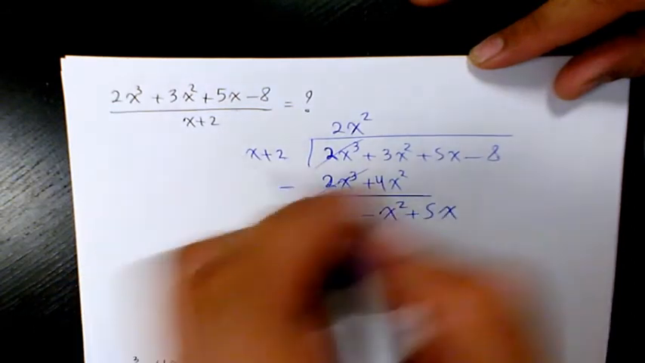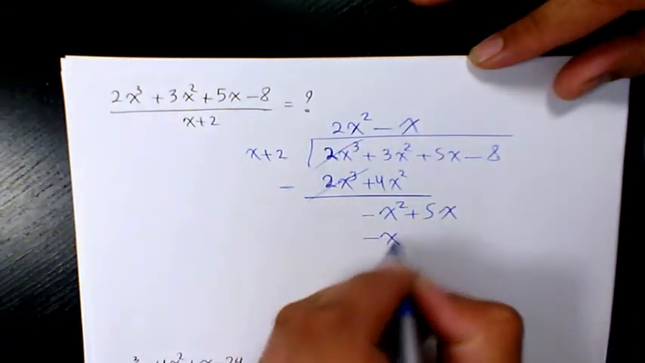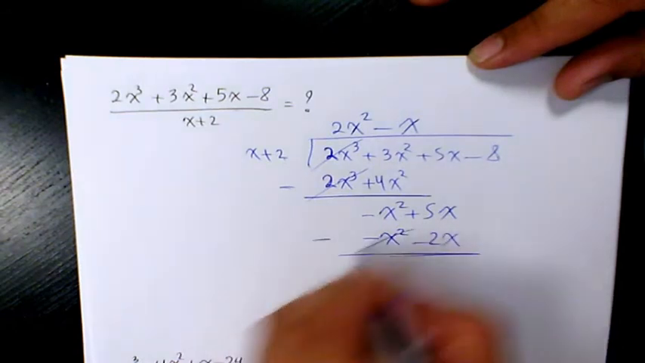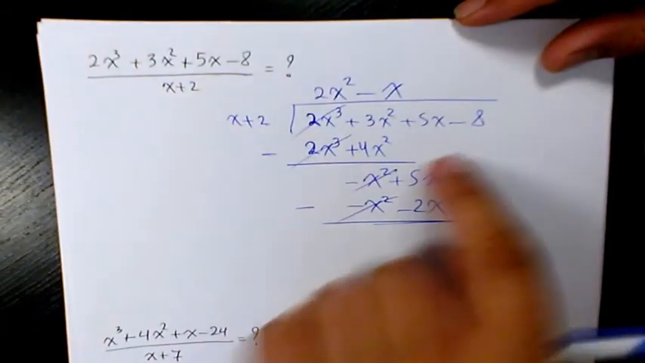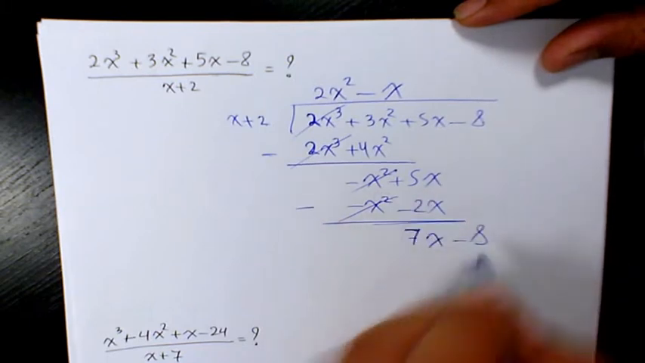Negative x squared divided by x is going to be negative x. Negative x times x is going to be negative x squared. Negative x times 2 is going to be negative 2x. When you subtract it, these two cancel out. 5x minus negative 2x is going to be 7x. And you bring negative 8 down.